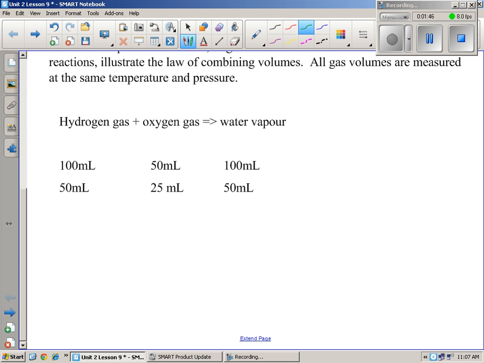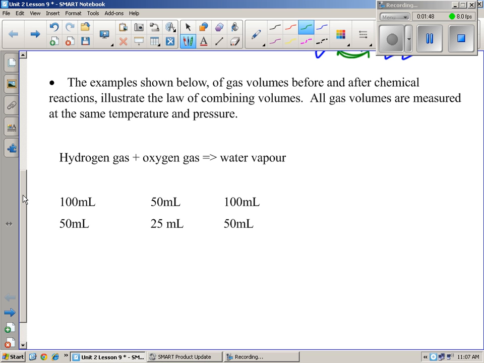And basically, there are a few questions associated with these, and you'll see some on your test as well. They're pretty straightforward if you understand whole number ratios.